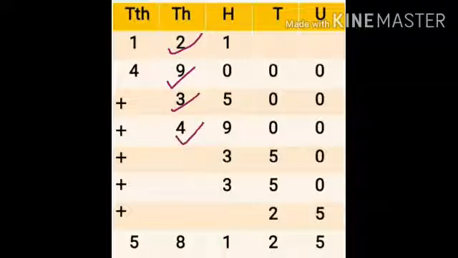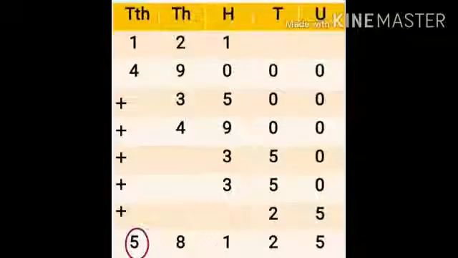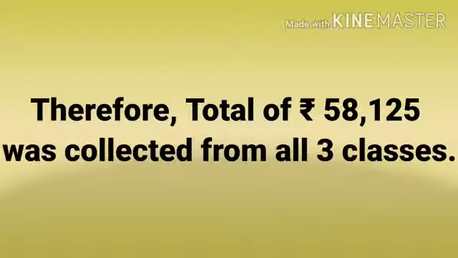2 plus 9 plus 3 plus 4, that is 18. 1 we will carry over to the 10,000s place, 8 we will write in the 1000s place. 1 plus 4, the answer is 5. Therefore, a total of rupees 58,125 was collected from all the 3 classes.